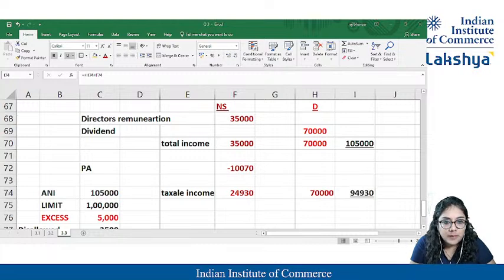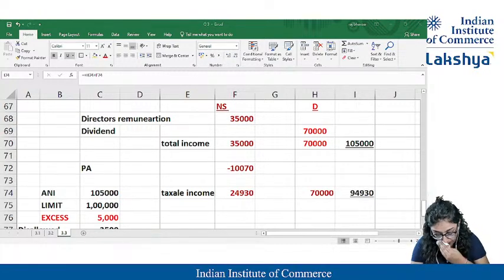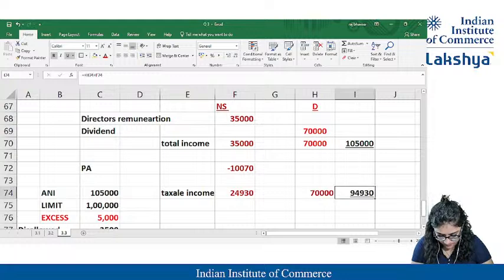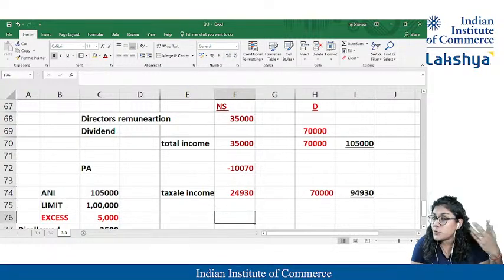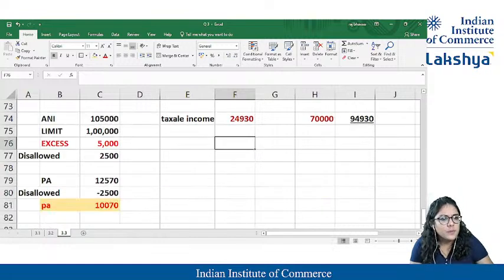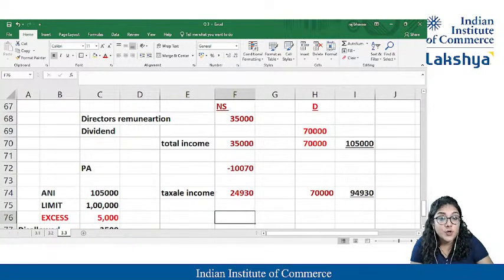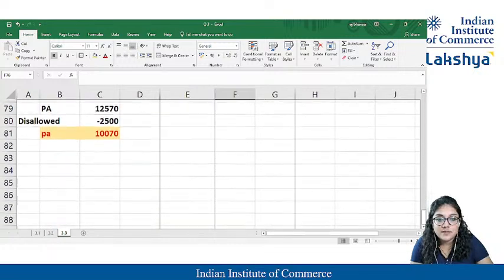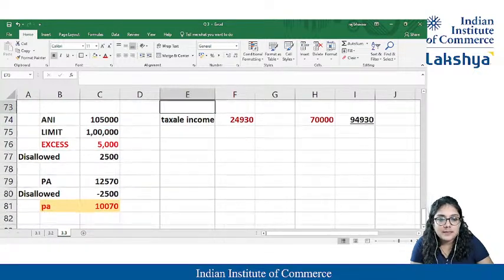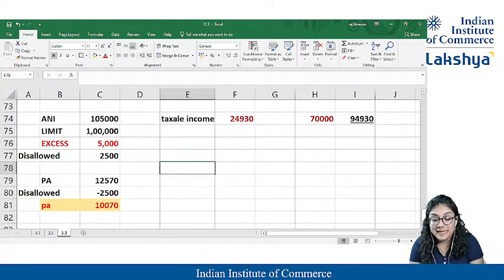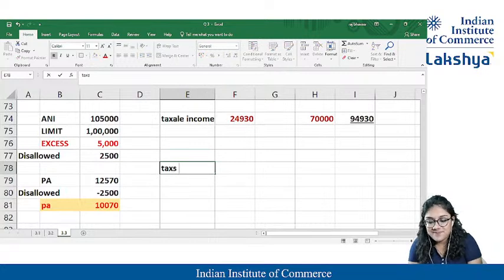Okay, just give me a minute while I correct it. So fine. Now students, from this, I am supposed to pay the taxes. So let us pay taxes for non-saving. Okay, this is my non-saving. I'll just write it over here: taxes for non-saving.